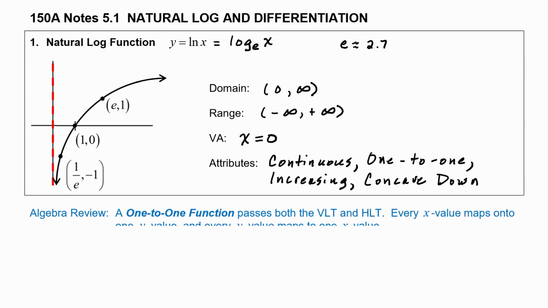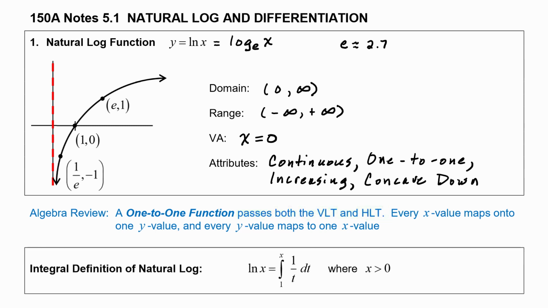Now, a quick algebra review for one-to-one functions. Remember, a one-to-one function passes both the vertical line test and the horizontal line test. So every x value maps onto one y value, and every y value maps to one x value.